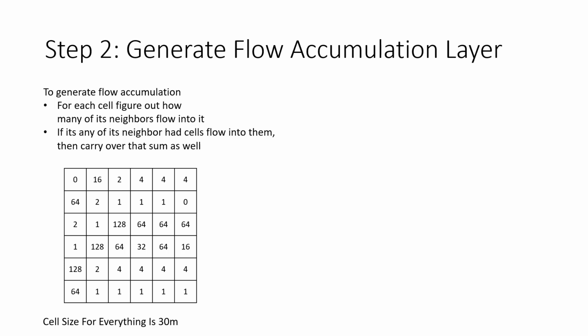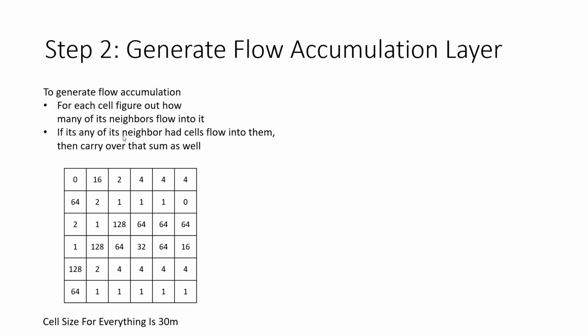direction layer, the next step is to take that flow direction layer and calculate what's called a flow accumulation layer. Like I said before, with the flow accumulation layer, we're basically trying to figure out for a given cell how many other cells flow into it. That generally boils down to figuring out for each cell which of its neighbors flow into it, and then if any of those neighbors have cells flowing into them, we want to carry over that sum as well. We'll look at a couple of examples and see what that cascading action looks like.